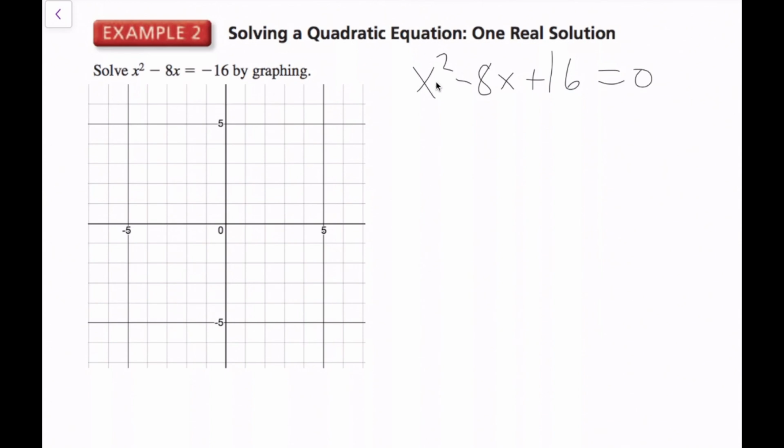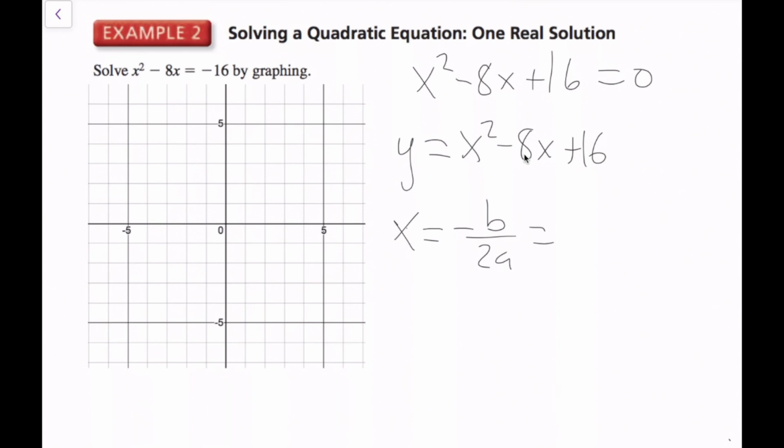And now, once again, I'm going to graph y equals this expression. So I have a parabola that I can graph. So y equals x squared minus 8x plus 16. And we want to figure out when this is equal to 0. So we'll graph it. Once again, we'll find the vertex x value, which is going to be x equals -b over 2a. Negative b, well, b is -8 here.